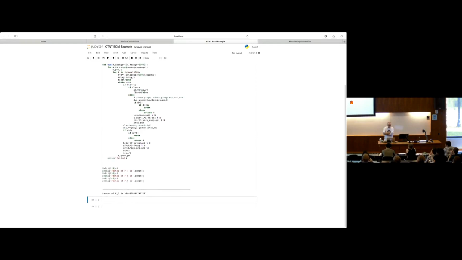If you look at the bottom, it's trying to factor the 7th Fermat number, the 8th Fermat number, and the 9th Fermat number. So you see it already did F7. That was the one that the P-1 method couldn't do. And it's going to think about the others for a while, I think.